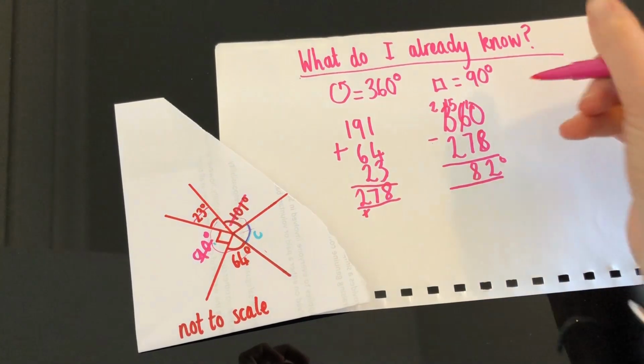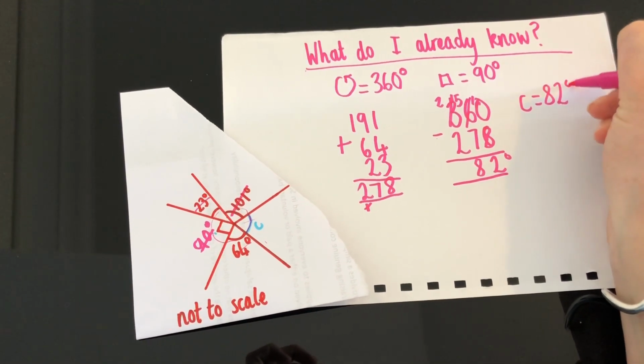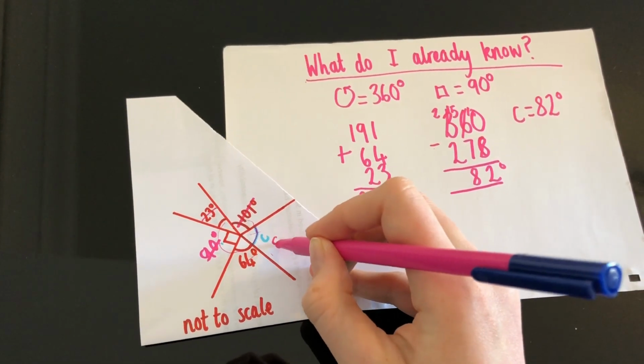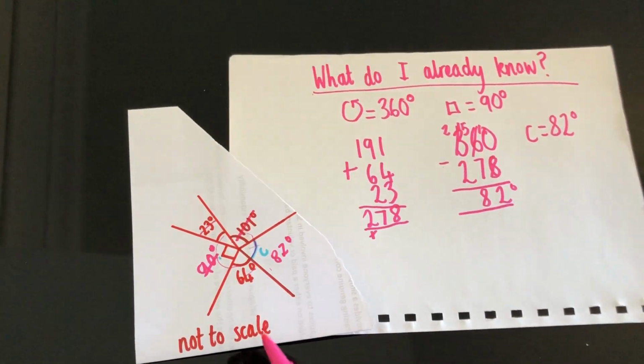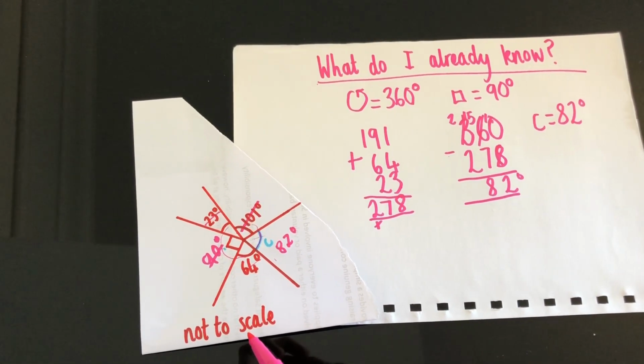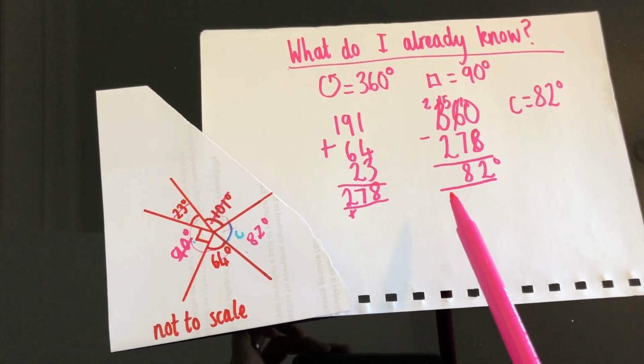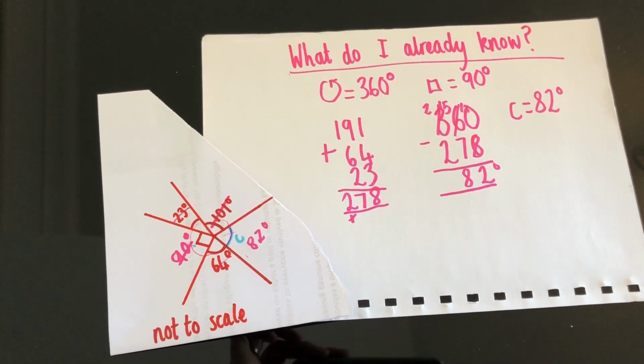And then I know that what is left is going to be my C, my unknown value, which is 82 degrees. I can put that in here and I can check. I could add all of these up and check that that comes to 360 degrees. If it doesn't, that's fine. It just means I've made a mistake somewhere and I might need to go back and check.